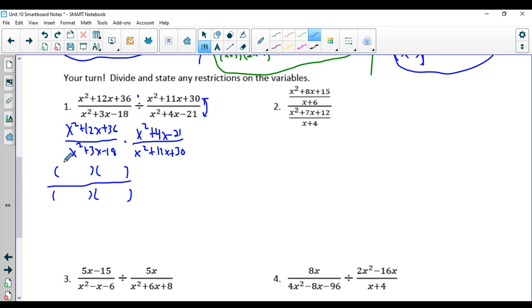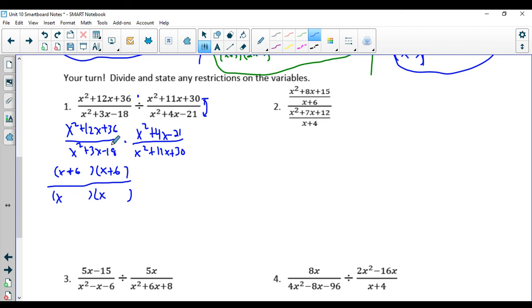All right, so I have multiplies to x squared is x and x. And then I'm saying what multiplies to 36 and adds to 12. So that would be positive 6 and positive 6, because 6 times 6 is 36, 6 plus 6 is 12.